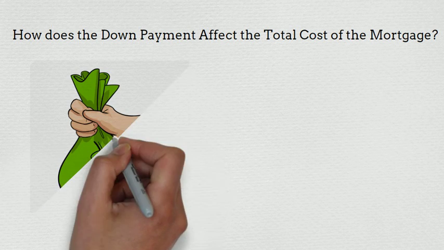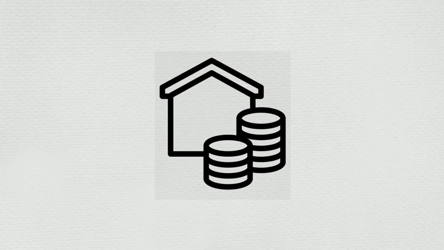How does the down payment affect the total cost of your mortgage? Save as much as you can for your down payment. The bigger your down payment, the smaller your mortgage, which can save you thousands of dollars in interest charges.